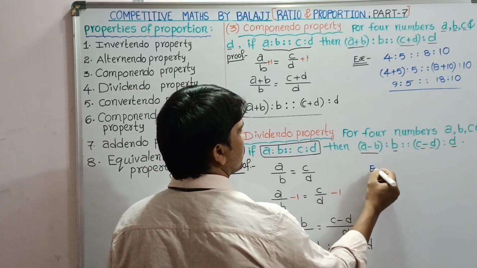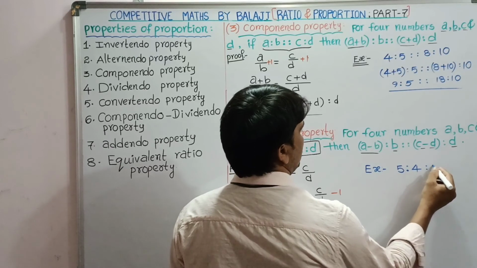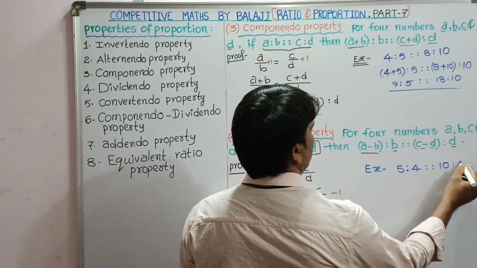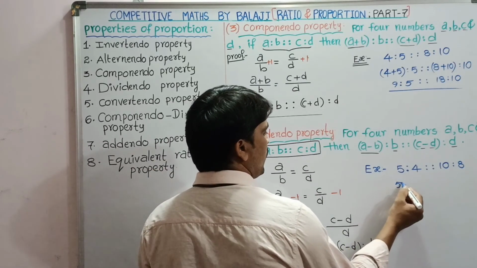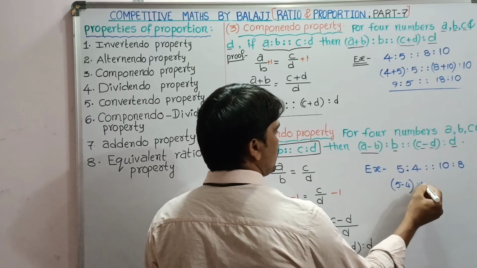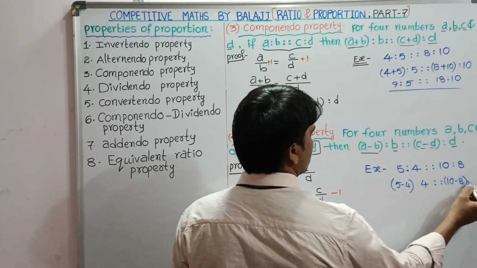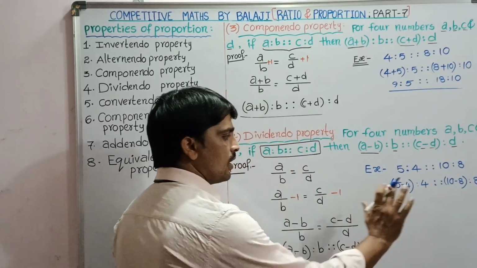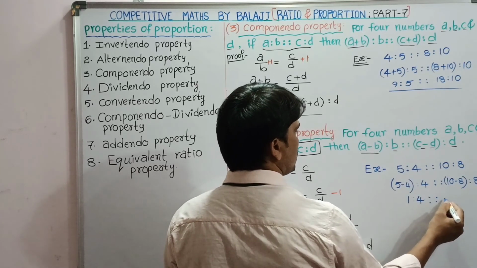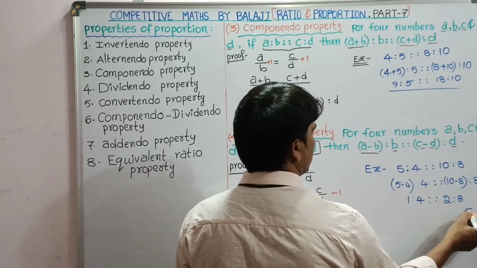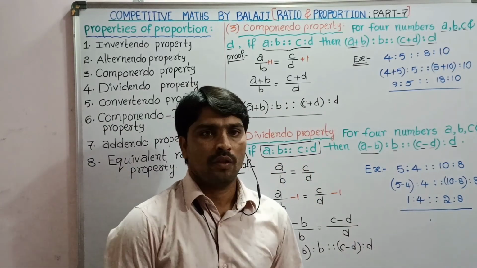Example. 5 is to 4 is as 10 is to 8. Now, by the dividendo property, 5 minus 4 is to 4 is as 10 minus 8 is to 8. Yes, they are also in proportion. 5 minus 4, that is 1, is to 4 as 2 is to 8. Okay. So this completes part 7.